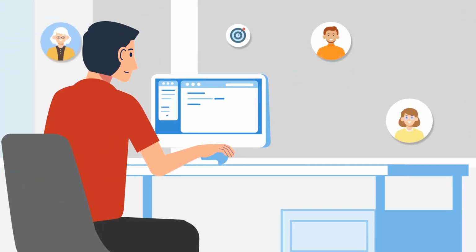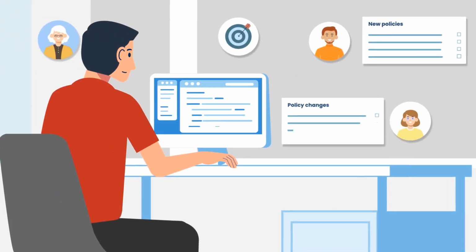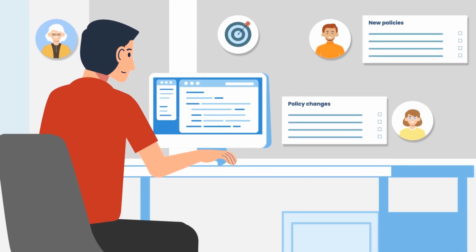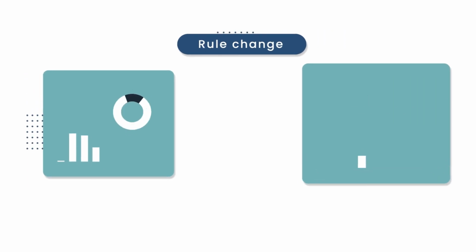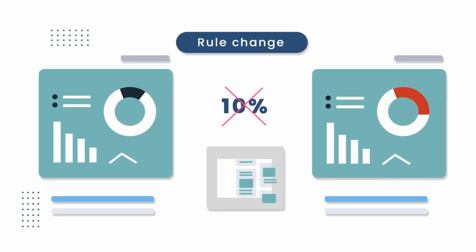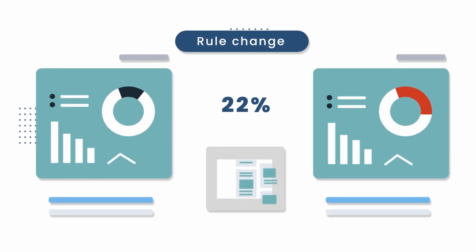Imagine you can model policy changes before implementing them, and you can monitor them in real time to see if the reality aligns with the projections. Perhaps the modelling predicts that a rule change will reduce eligibility by 10%, but then when you bring in that change, it reduces eligibility by 22%.